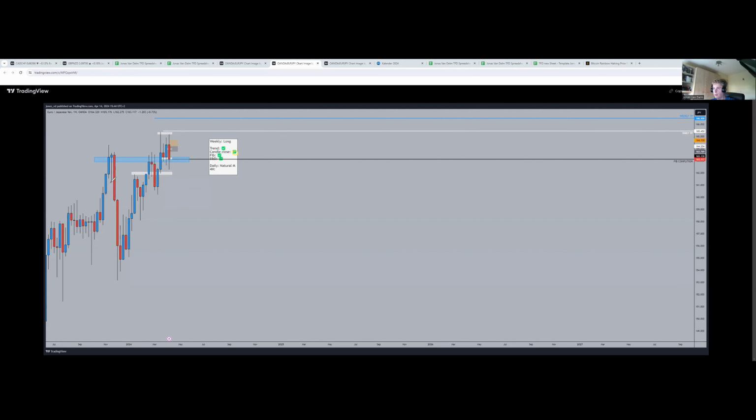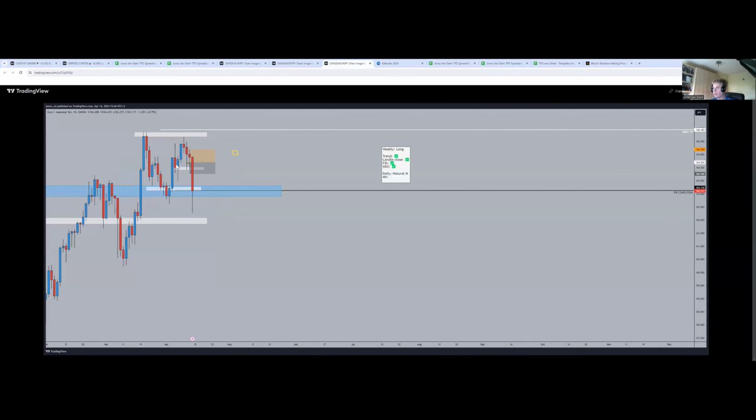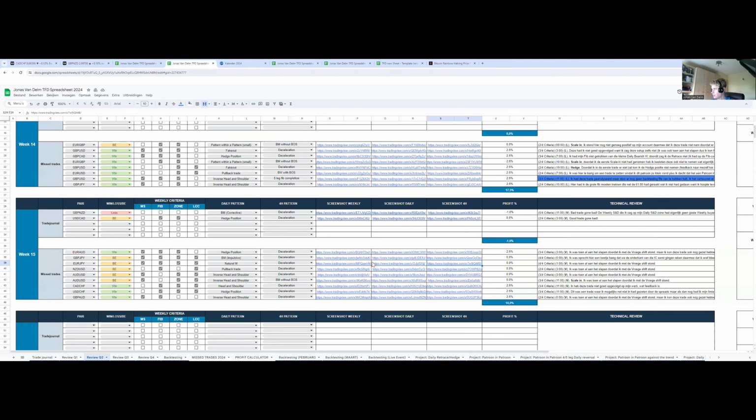And then the FIB from this low to this high, working for you. 61.80 was aligning here. So a 4 out of 4 to go for that long. The 4 hour was clear deceleration, and the daily was at natural M. So this was a trade I was looking for. So the next one right now.